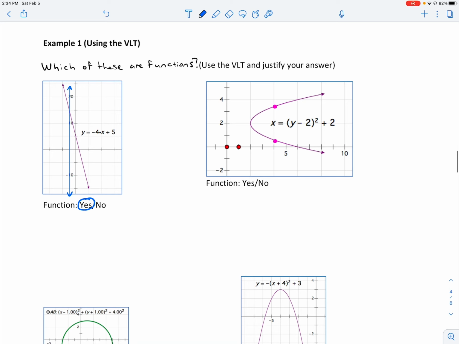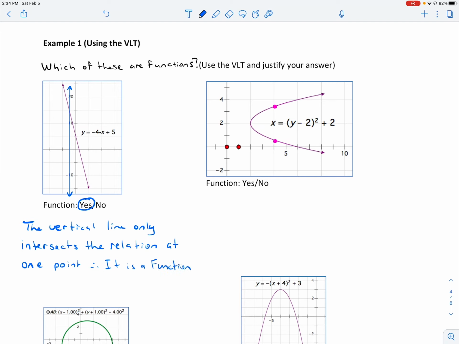Okay, so I will answer that below. I will say the vertical line only intersects at one point. Therefore, it is a function. In other words, what this is saying is that each x corresponds to only one y value.